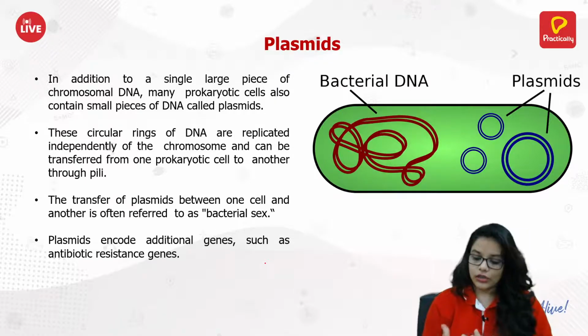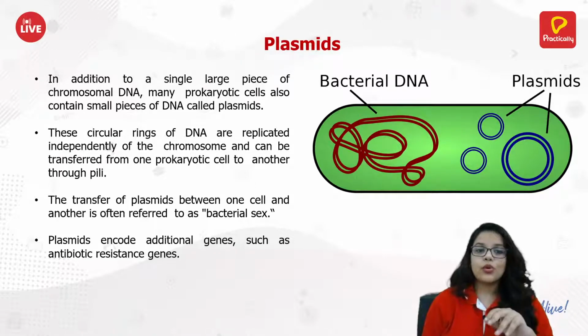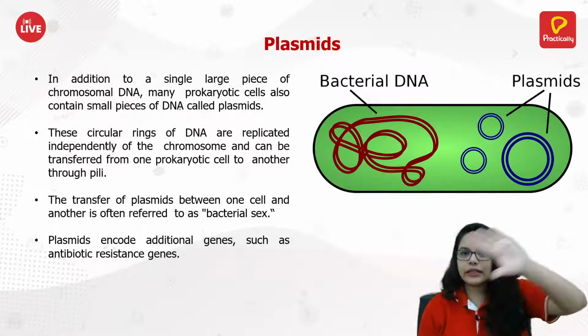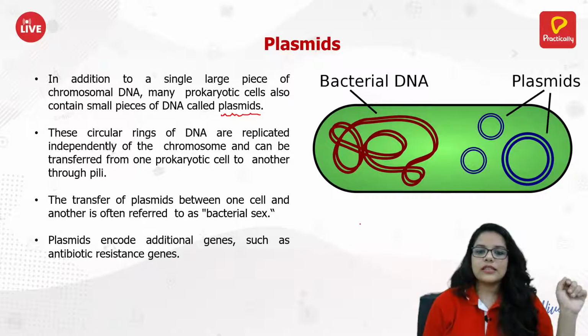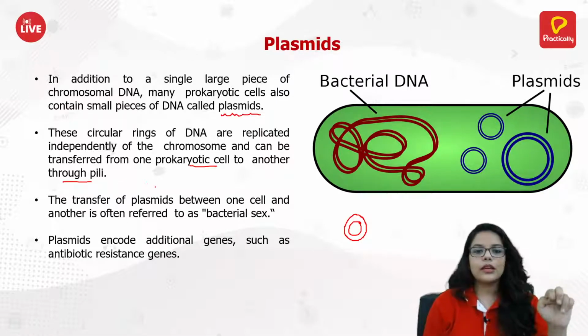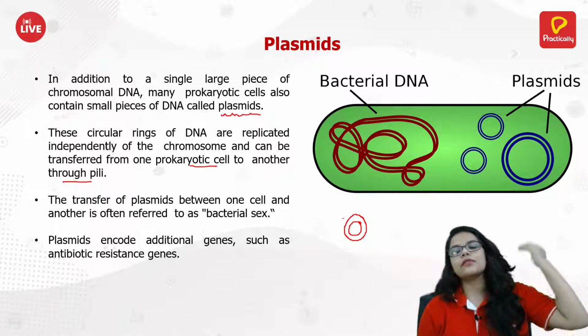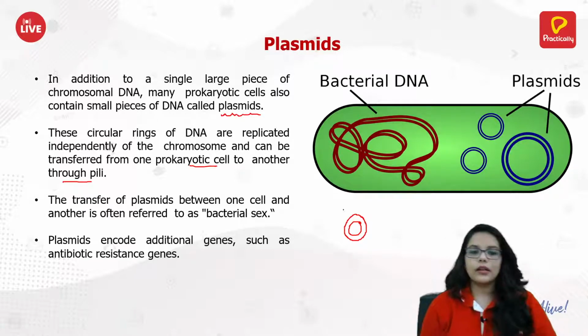Now they have another structure. Not everyone, but some of the bacteria have something called plasmids. So what is it? It is small pieces of DNA, because the whole structure of the bacteria is not covered with genetic material. It's just floating there. These smaller DNA particles are known as plasmids. They are mostly circular in nature. They look somewhat like this. They can be transferred from one prokaryotic cell to another through the pili, during reproduction and all that.